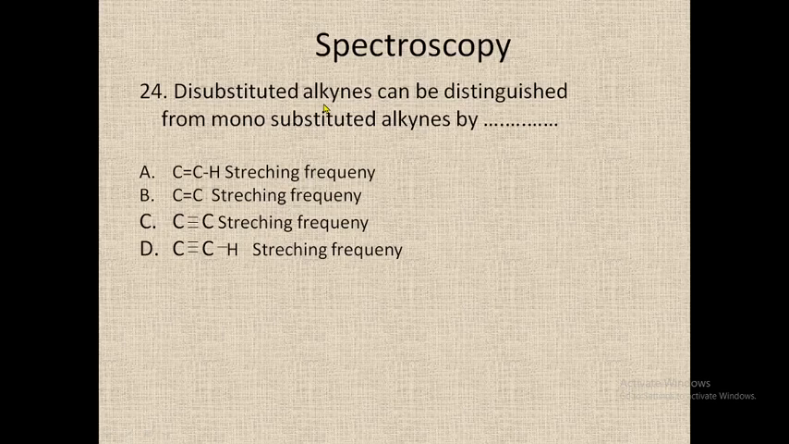So di-substituted alkynes and mono-substituted alkynes. Usually in mono-substituted alkynes, this particular CH stretching frequency will occur. That is the very characteristic frequency at 3300 centimeter inverse, and that is absent in the di-substituted alkynes, and therefore option D will be the correct answer. So all of you are getting it.